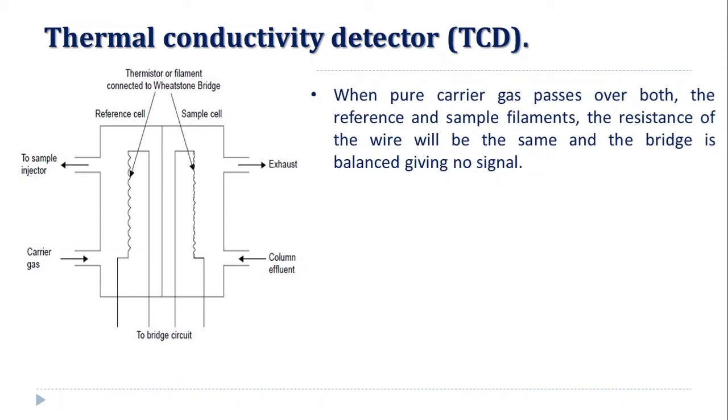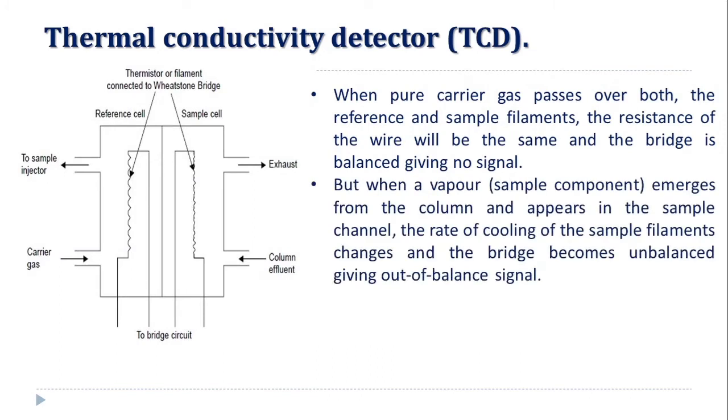When pure carrier gas passes over both the reference cell and the sample filaments, the resistance of the wire will be the same and the bridge balanced, giving no signal. If both the reference cell and the sample cell contain only carrier gas, then the resistance of these filaments to conduct heat will be balanced and there will be no signal.